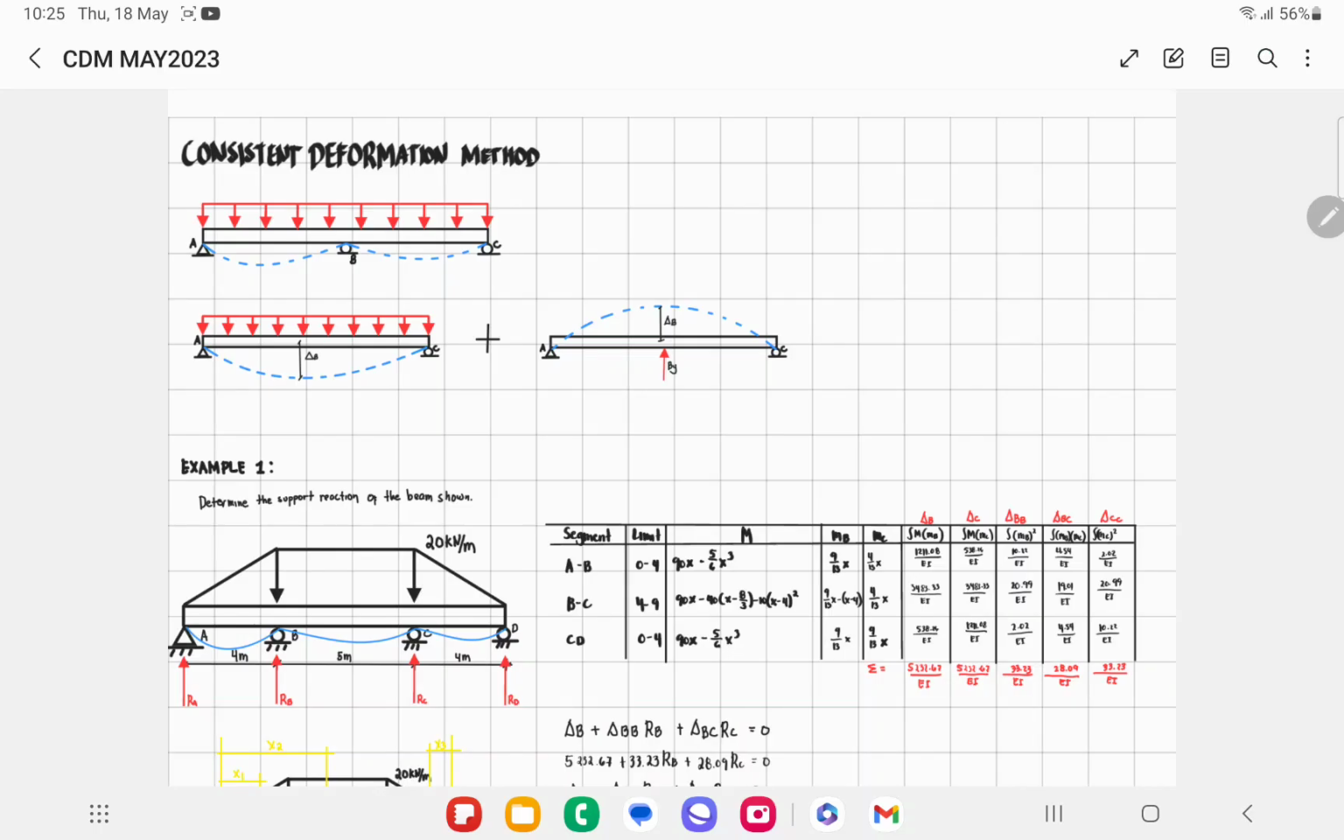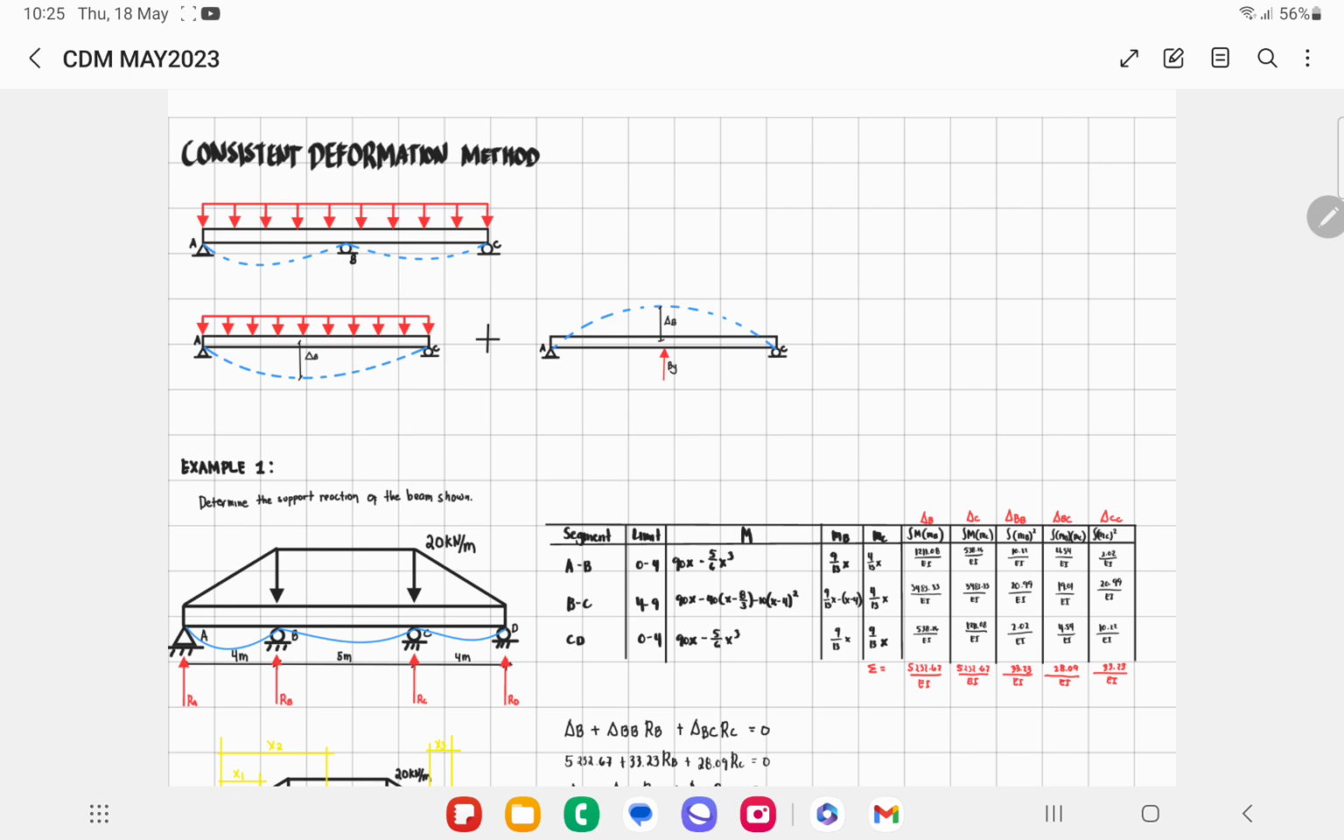And so consistent deformation method or the force method. So simple lang naman yung concept niya, okay? So let's take this example, okay? So we have this continuous beam. It has a uniformly distributed load that is applied to it, okay? So we have this assumed deflected shape. So ayan, we have this deflection, okay?